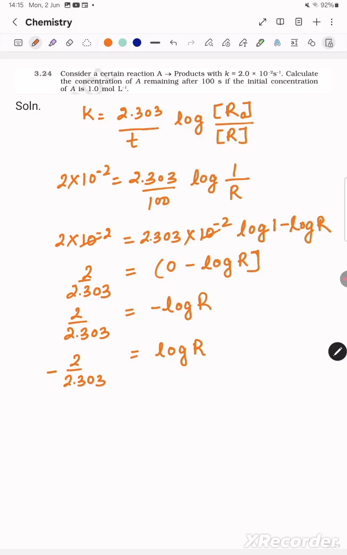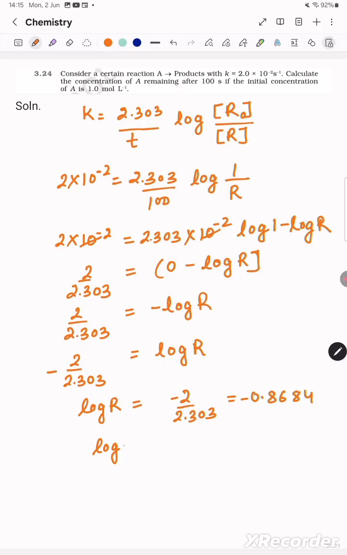This negative sign, move towards the left. So log R is equal to minus 2 upon 2.303, that is, after solving, becomes minus 0.8684. Now we have to calculate the anti-log of 0.8684 because this is in negative sign.